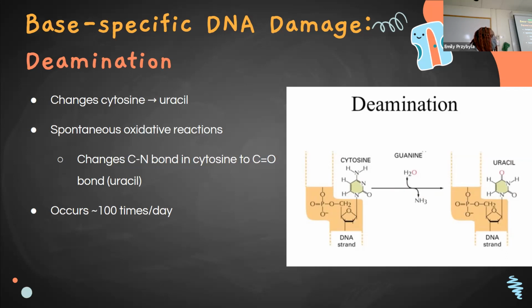So this is a spontaneous oxidative reaction, which means it will just happen randomly and doesn't require energy. It changes our C-N bond to a C double O bond right here, which changes our cytosine to our uracil. Apparently this occurs about 100 times a day. So this is pretty frequent.